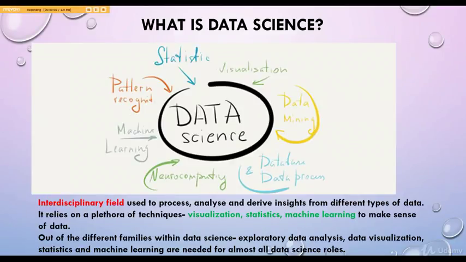So, before we embark on the course, I'm going to talk a bit about what is data science. Now that you have enrolled for the course, presumably you want to learn about data science and start working with data science using Python. But then what is data science?